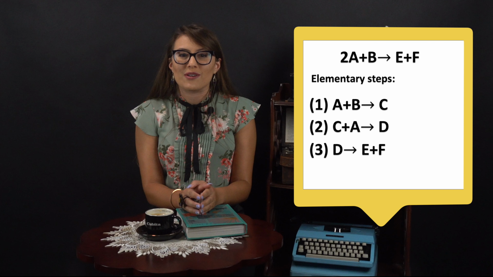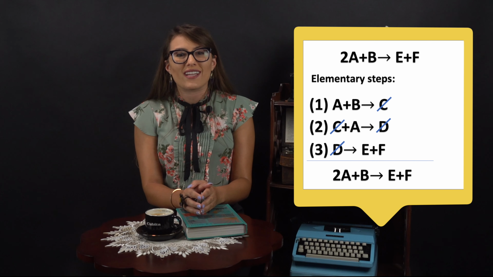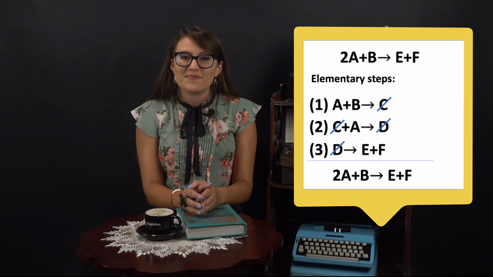Before we can get into the exciting part, we need to define reaction mechanism, which is a series of single reaction steps that try to describe each stage of an overall reaction. One such example would be the overall reaction 2A plus B forms E and F, which consists of three simpler steps. In order to determine the overall reaction, like terms are added or subtracted depending on which side of the arrow they are on.